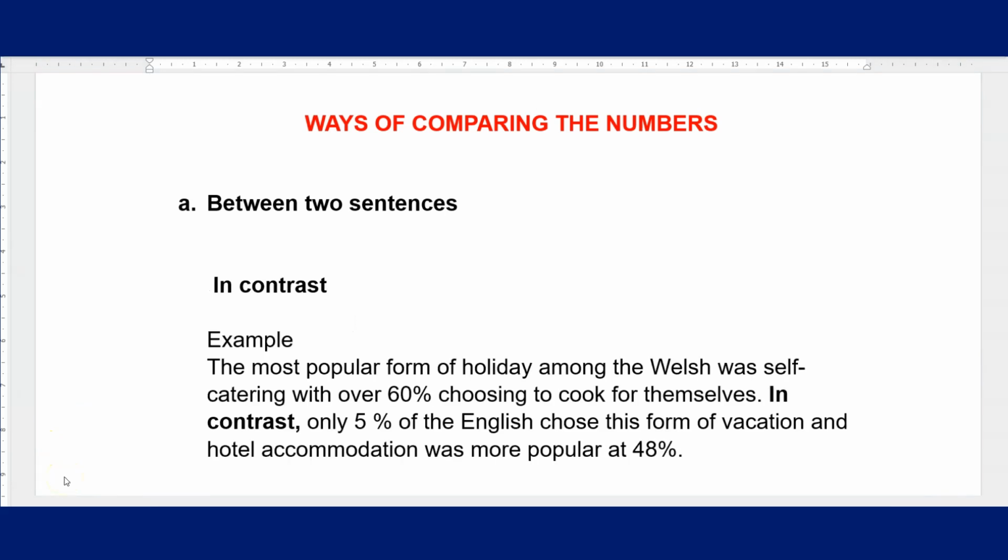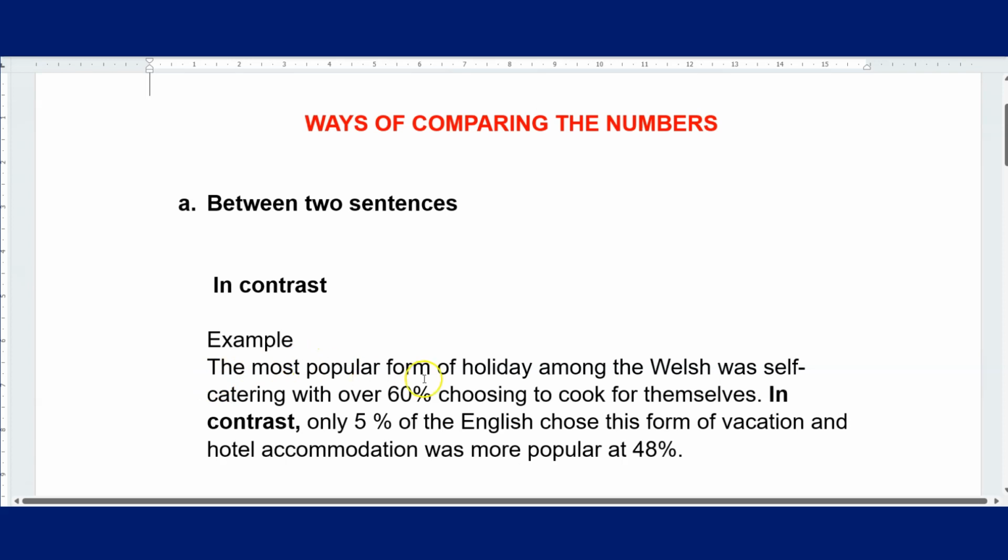Comparing between two sentences is when you start a new sentence with a word or phrase that shows that you're about to make a comparison with the previous sentence. So you have two sentences, and when starting the new sentence, you start it with a word or phrase that shows that you are comparing or contrasting it with the previous sentence. Let's look at an example. There are several basic words that you can use, and the first one will be in contrast.